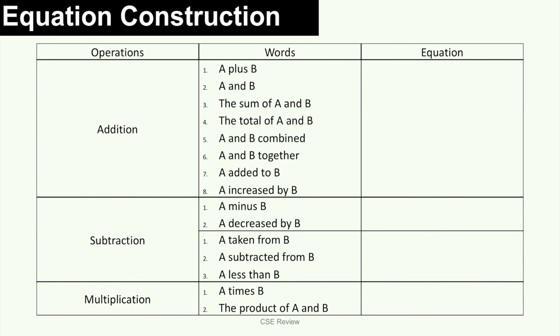So, yung first column right here, it says addition. Ang words niya, itong mga to, A plus B, A and B, the sum of A and B, the total of A and B, A and B combined, A and B together, A added to B, and A increased by B. All of those mean A plus B. Okay? So, ibig sabihin nun, pag sinulat mo yan, yan na A plus B. There are other phrases, no? Like yung A more than B, it actually means the same. So, if you see A more than B, it means A plus B.